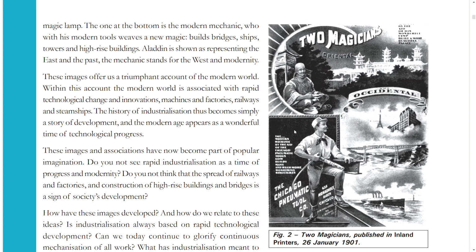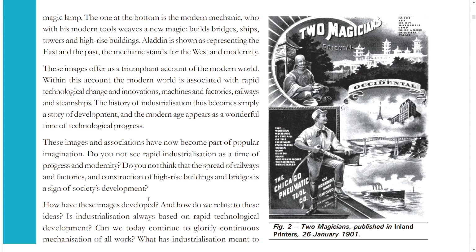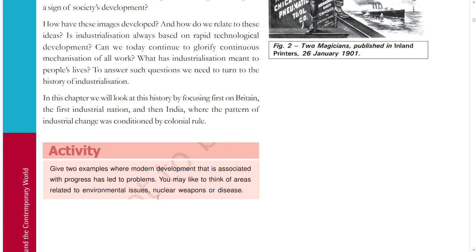Figure. Two magicians, published in Inland Printer, 26 January 1901. Two magicians, Oriental. The Chicago Pneumatic Tools Co. In this chapter, we will look at this history by focusing first on Britain, the first industrial nation, and then India, where the pattern of the industrial change was conditioned by colonial rule.